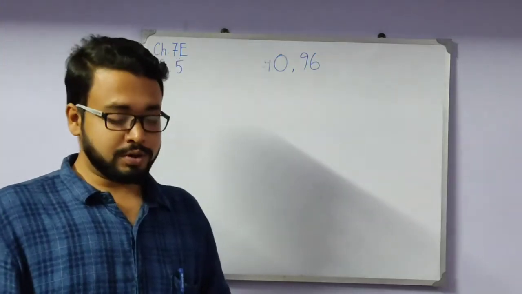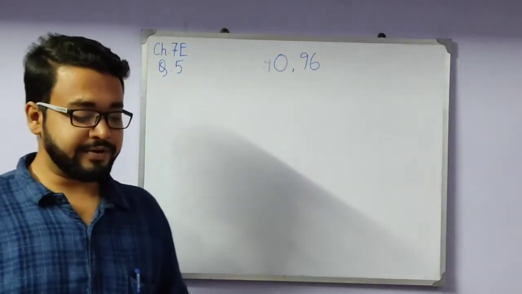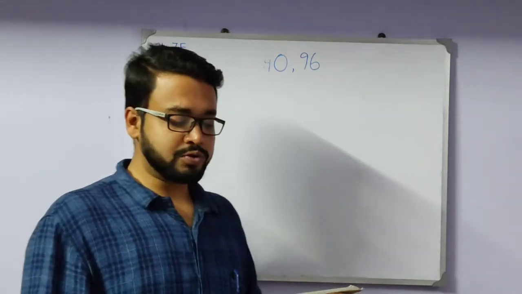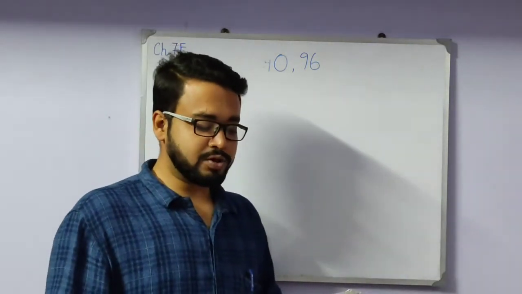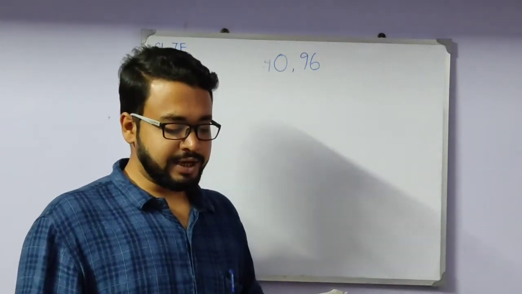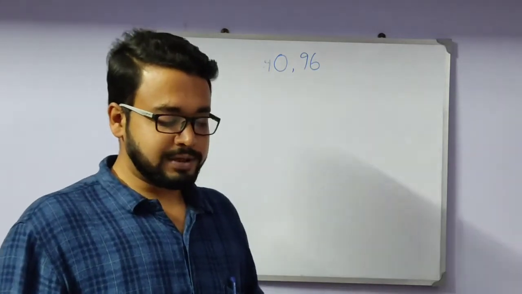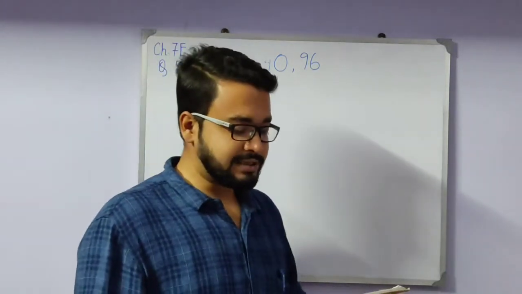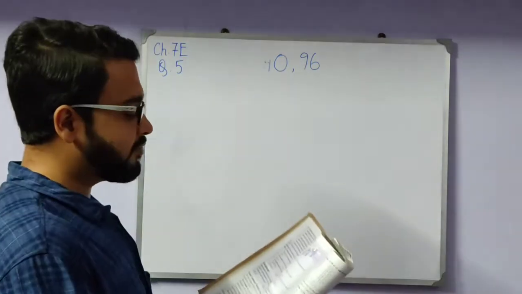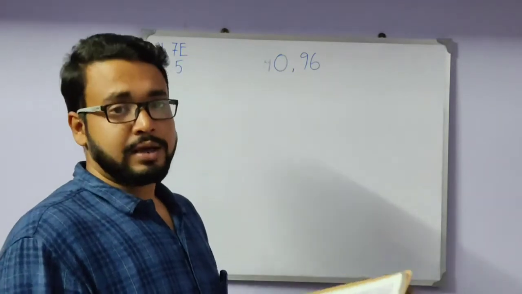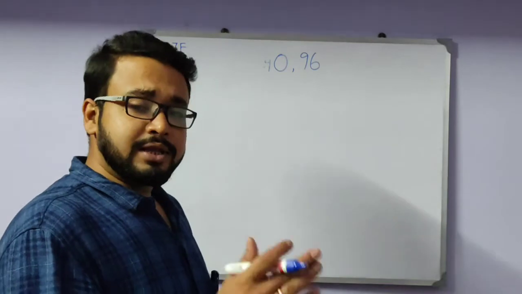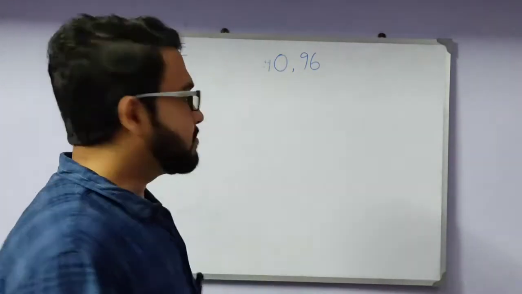From your textbook, chapter 7E, question number 5. Three sets of English, mathematics and science books containing 336, 240 and 96 books respectively have to be stacked in such a way that all the books are stored subject wise and the height of each stack is the same. What is the total number of stacks? In this type of question we have to find out the HCF, and it is very easy by doing this with the division method. Find out the HCF by division method.